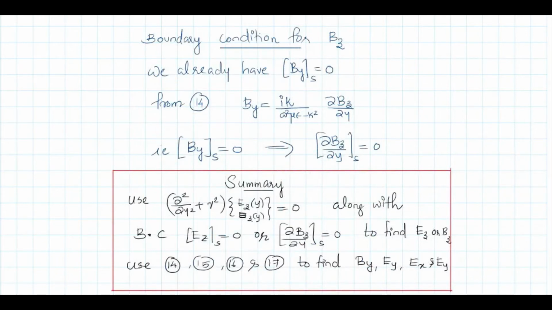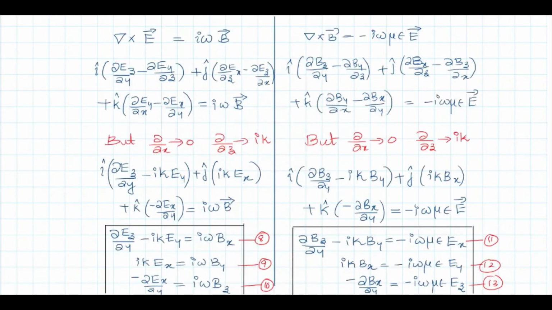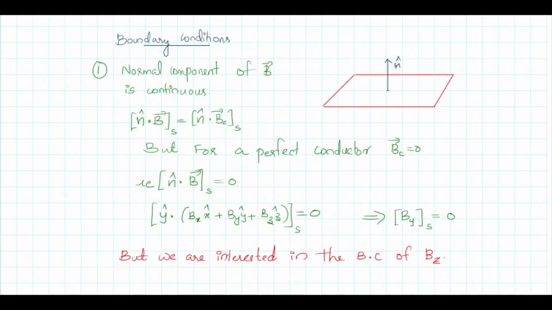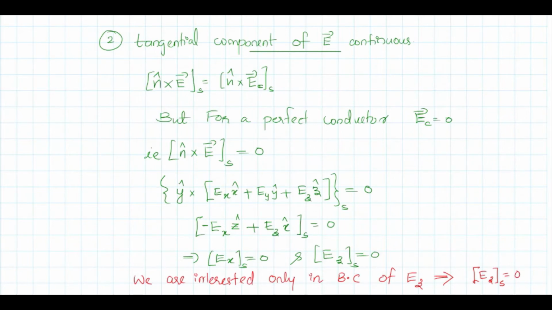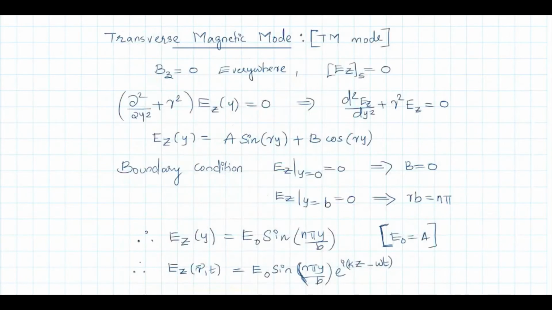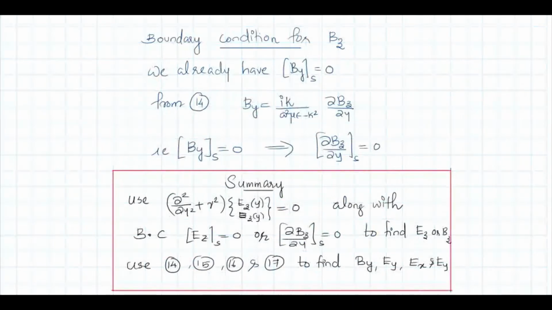From equation 14 we have By is Ik divided by (omega square mu epsilon minus k square) into dou Bz by dou y. By at the surface is 0 implies dou Bz by dou y at the surface is 0. Because we require a boundary condition for the Z component of electric and magnetic field. From the normal component of B being continuous, we obtained that By at the surface is 0. This is for the Y component of the magnetic field. What we actually require is the boundary condition for the Z component of the magnetic field, and that we obtained here: dou Bz by dou y at the surface is 0.